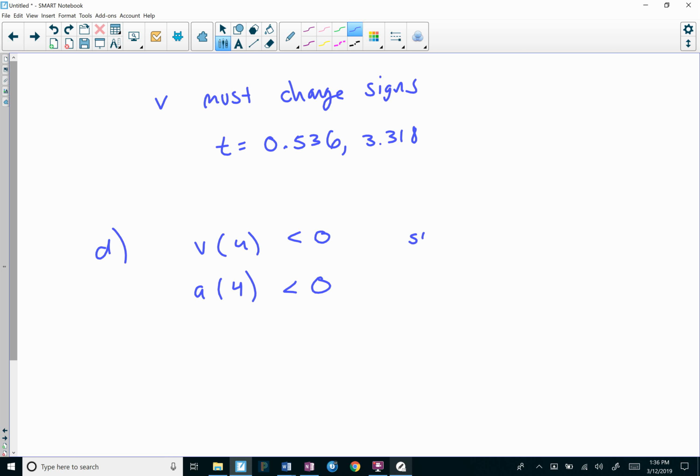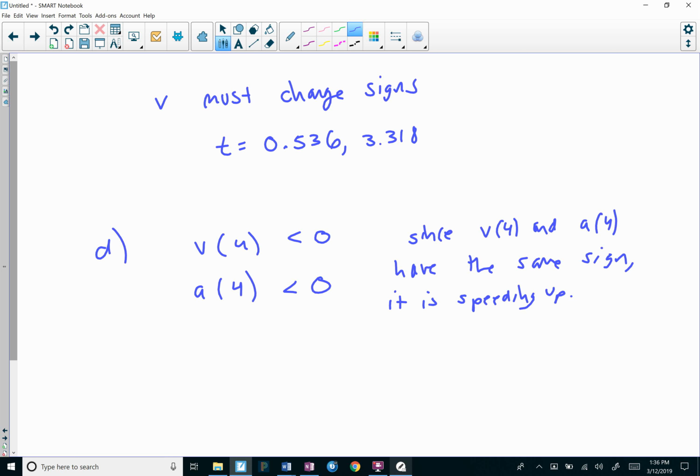So then we have to explain, since v of 4 and a of 4 have the same sign, it is speeding up. And I shouldn't use "it," I should say the particle, but they did use it in the question, so I'm okay there. A lot of people only look at acceleration. That's a big no-no. Remember, same sign speeding up, opposite sign slowing down. That's what we have to show. That was worth 2 points.